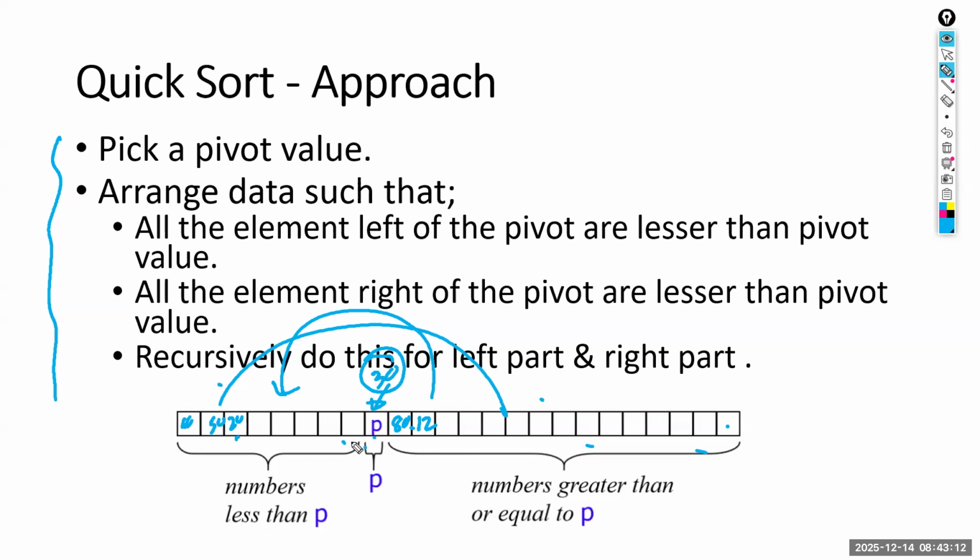So can you repeat again? Now we select a number, and what we try to do is put everything smaller than that number to its left, and everything bigger than that to its right. If we can do that, then this number is in the correct position. That is the idea.